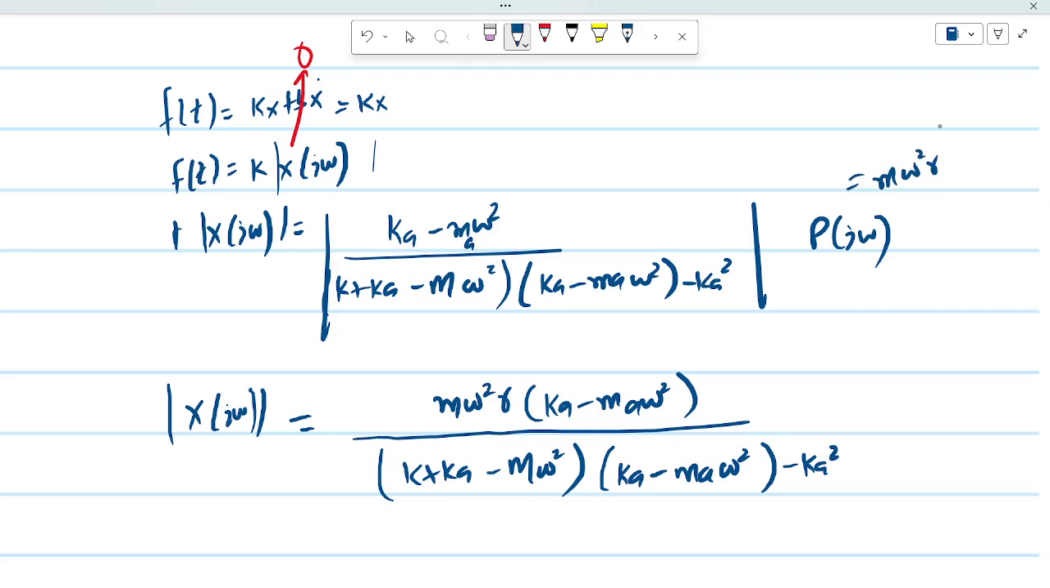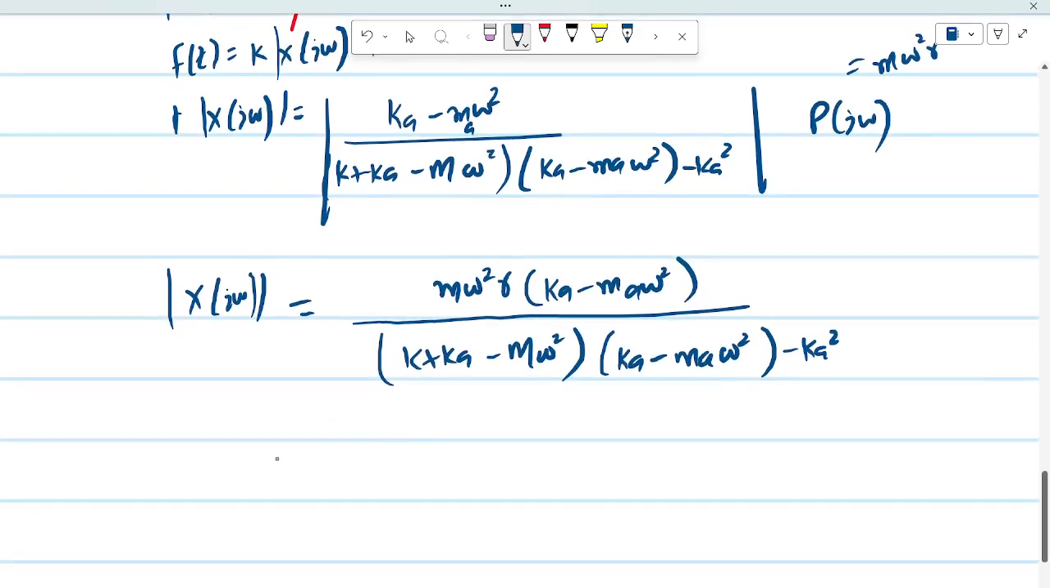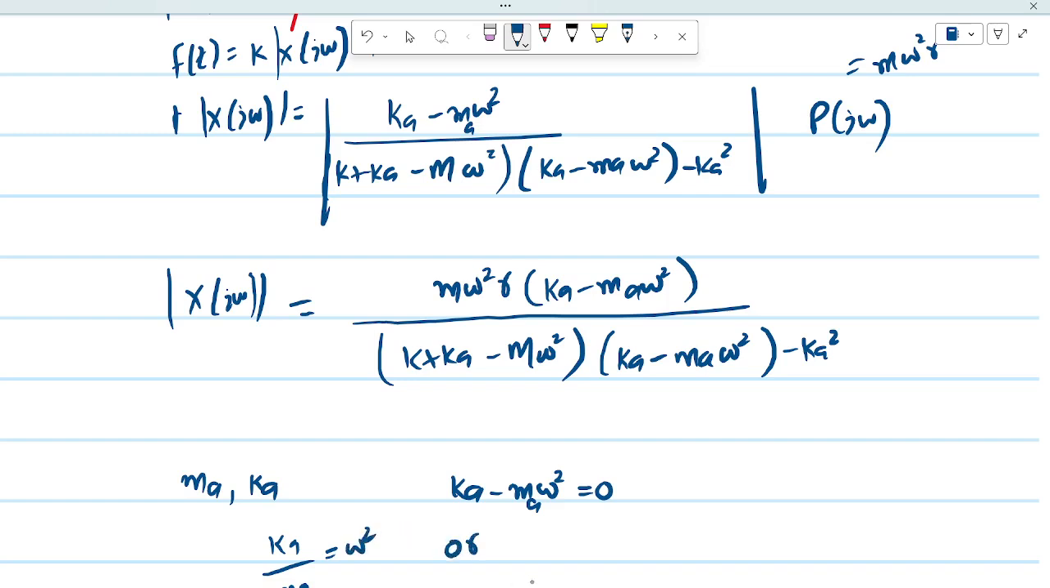Now in this equation, if we observe one thing, that if we choose the mass of the vibration absorber and the stiffness of vibration absorber in such a way that Ka minus M omega square is equals to 0. So it means our Ka over Ma is equals to omega square, or under root Ka over Ma is equals to the excitation frequency.